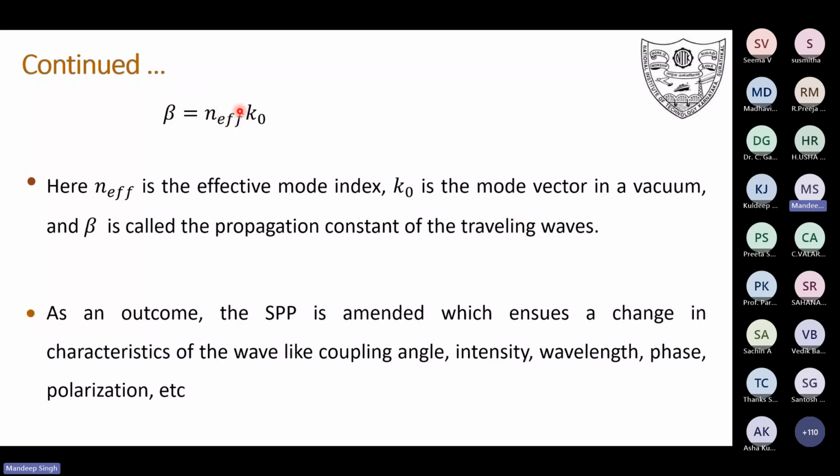Okay, for this design, again due to the multi-layer structure, your N effective will affect the propagation constant beta of the traveling waves. So here K naught is basically the wave vector in a vacuum. So you can see how this N effective is controlling the propagation constant, and it will result in the shift in the transmission, right?